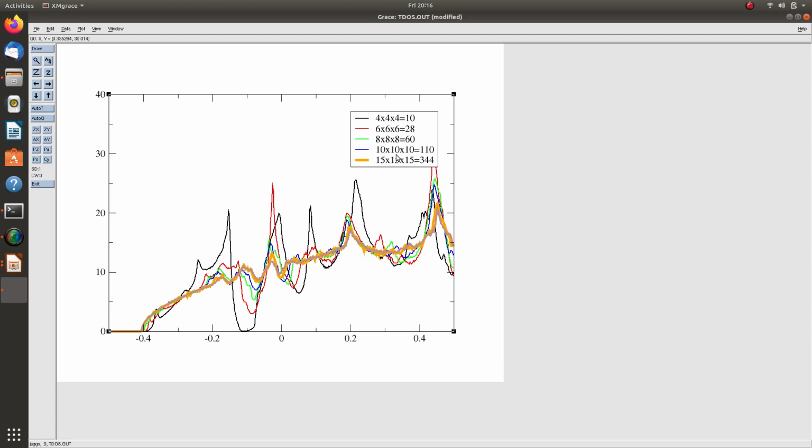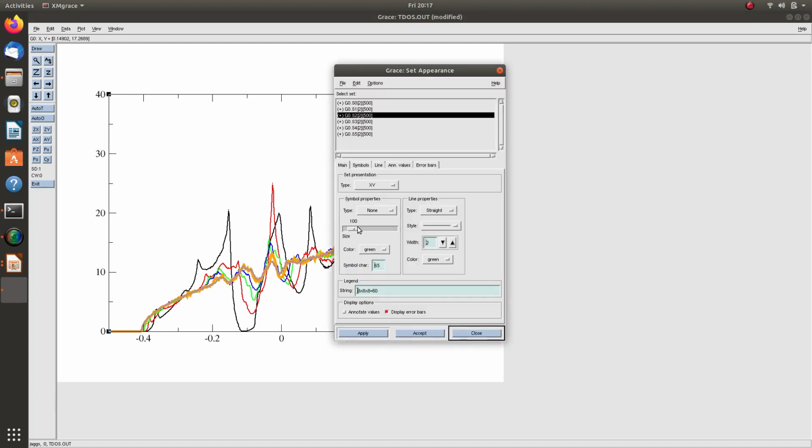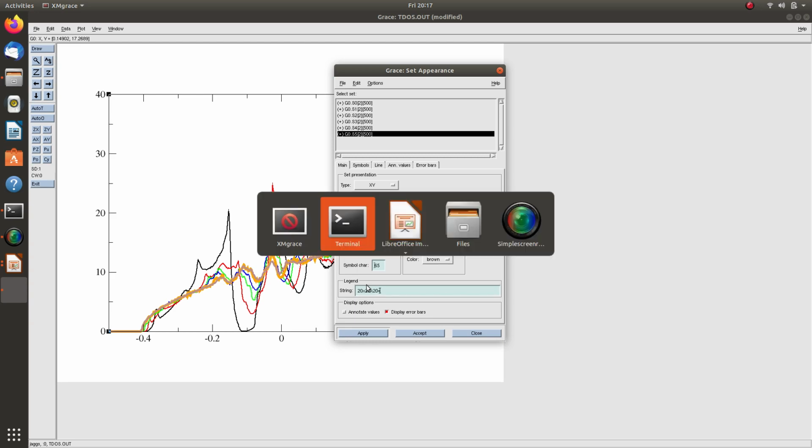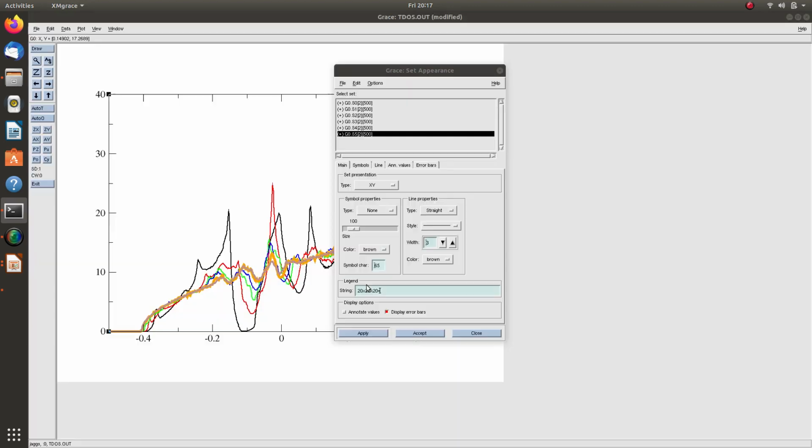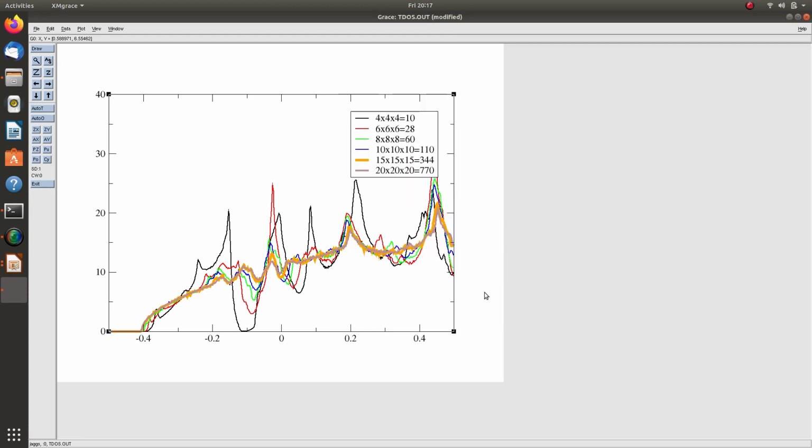So we can say this 20 cross 20 cross 20, or even a mesh between 15 cross 15 cross 15 and 20 cross 20 cross 20 would be a safer one for calculating electronic density of states. So let me just, for the sake of completeness, check how many k points it had taken. It was 770 k points. So that is how we can calculate electronic density of states for any material.